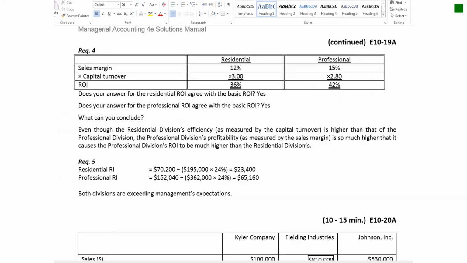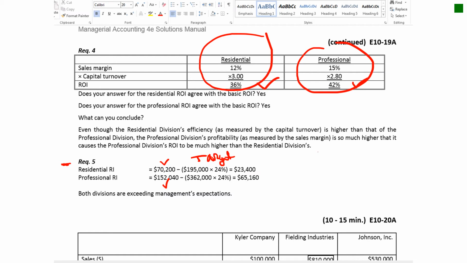So on requirement part 4, they went ahead and put the results up here. And just like I put on the previous slide, you'll note that you should get the same ROI that you got in part 1. Then on part 5, they wanted you to do the residual income. So what you do is you take your operating income, which was given. Here's your target. To get your target, you take that percent, which in this case was 24%, and multiply that by your assets. They did that right over here. And then what they came up with is for residential, residual income of $23,400, and for professional, residual income of $65,160.